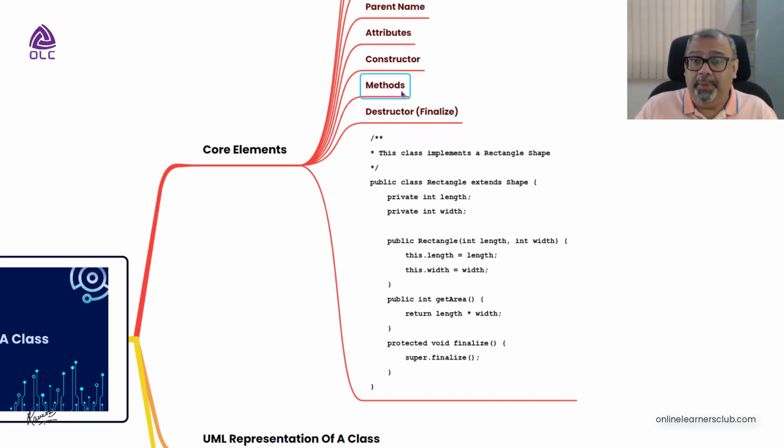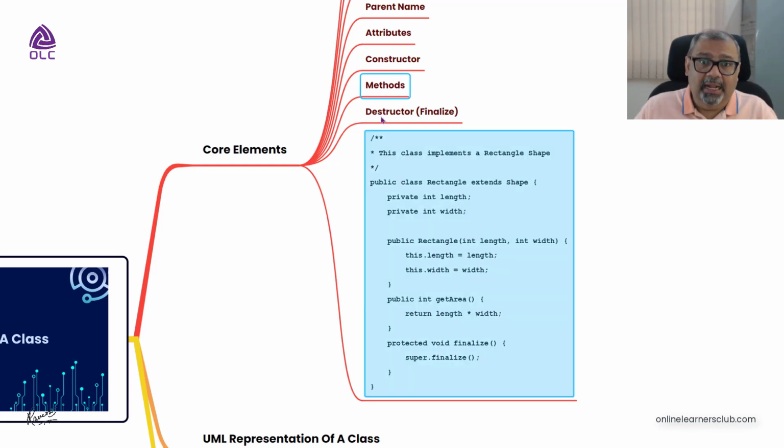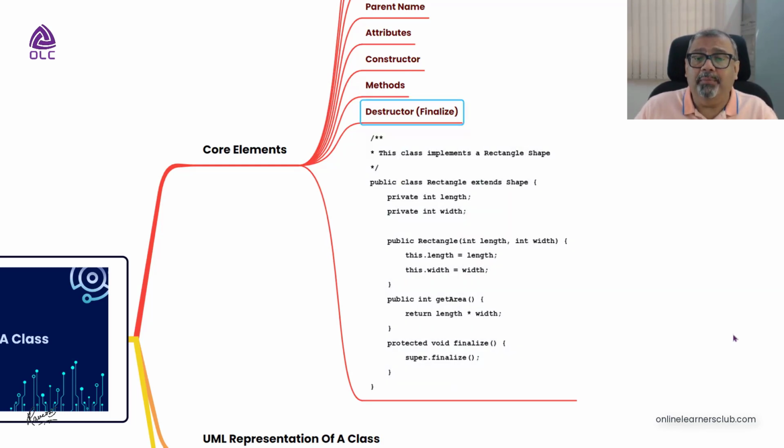And then come methods. There are different methods. A method can be protected, it can be public, it can be private as well. This is something which is supported. Then finally, we do have a method called finalize, which is invoked when an object is destructed or when the memory is released.